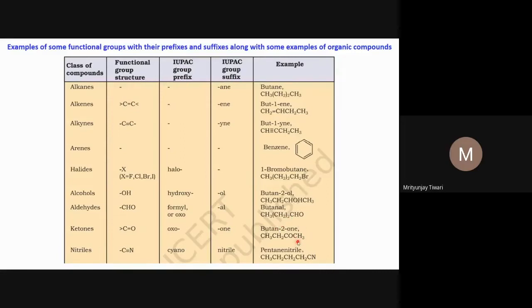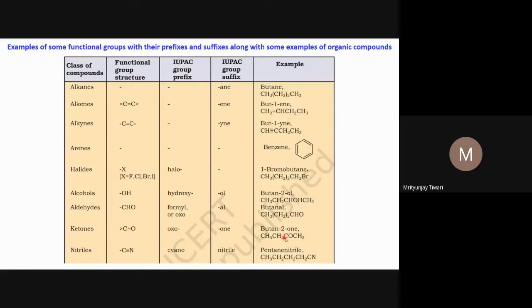So the numbering will start from the end that gives this carbon atom the lowest possible number. If we start numbering from this side, it will get the third position. If we do it from this side, it will get the second position. So 1, 2, 3, 4, and we call this name but-2-one, or butanone, you can also write this compound, because if this C double bond O came at this position, it would be an aldehyde.